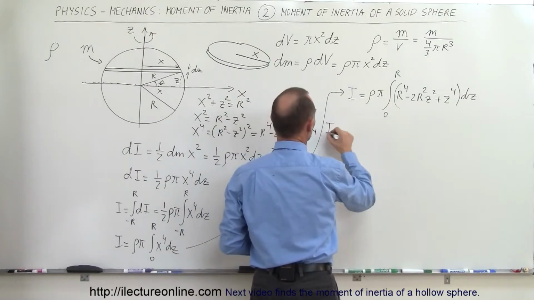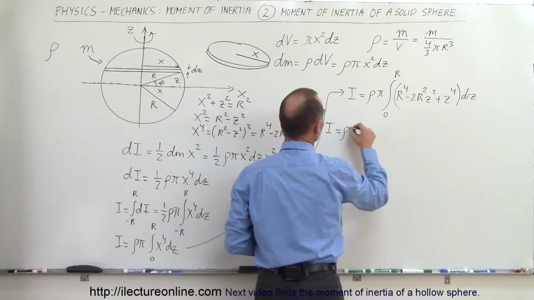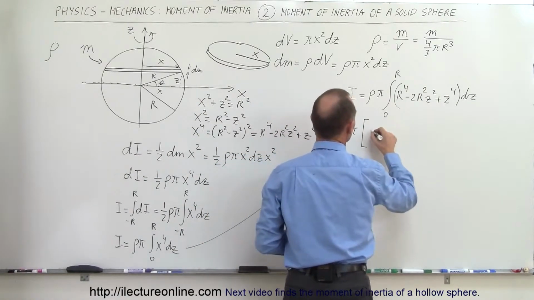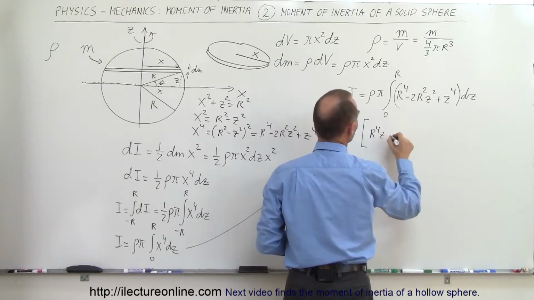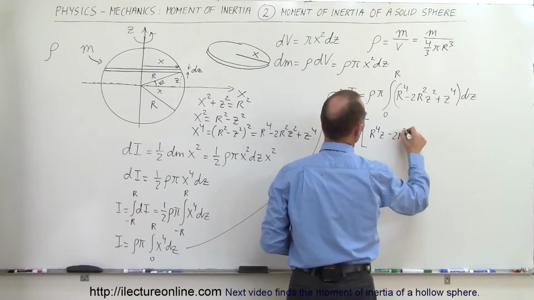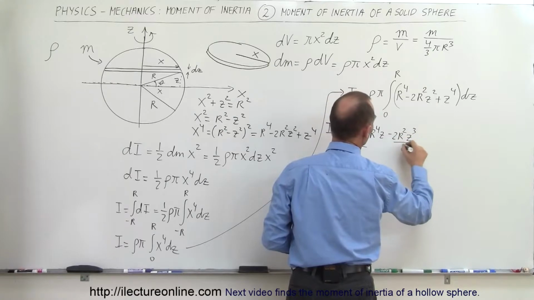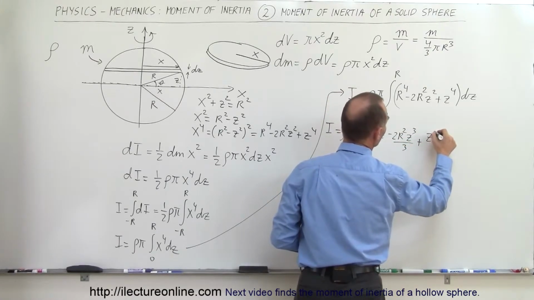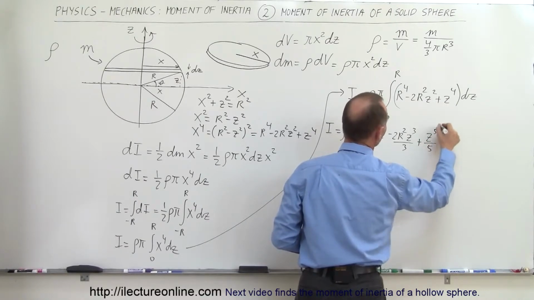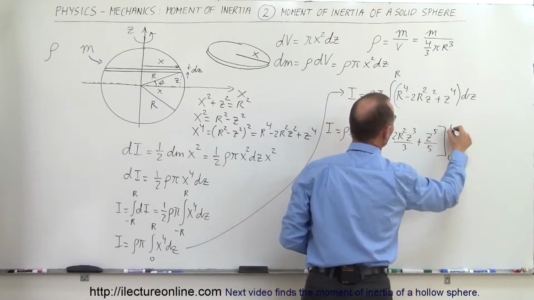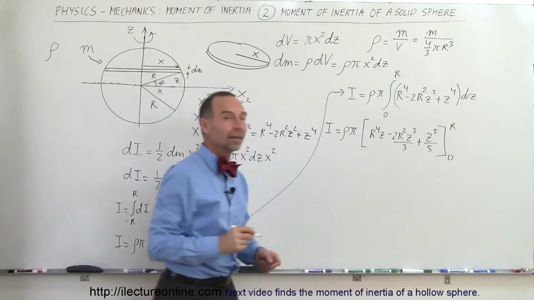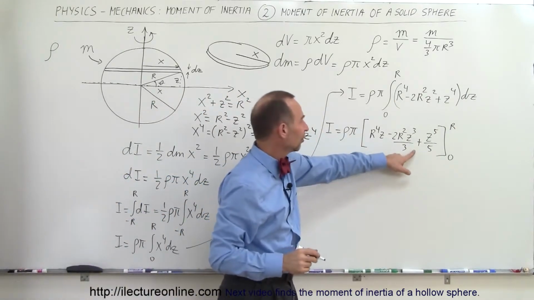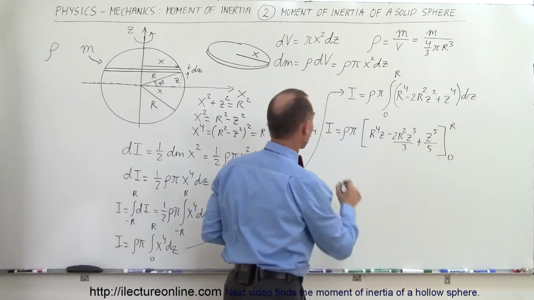So we have the moment of inertia is equal to the density times pi times the quantity. That would be r to the fourth times z minus 2r squared times z cubed over 3, and that would be plus z to the fifth over 5, evaluated from 0 to r. Those are the limits. Now notice when we plug in the lower limit, we get nothing. When we plug in the upper limit, we get the following.